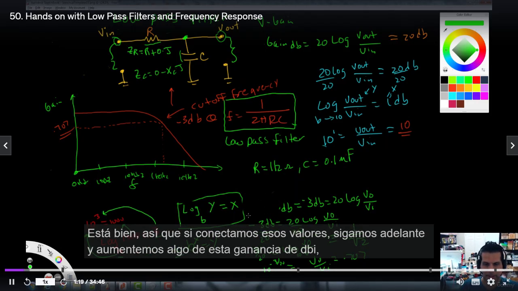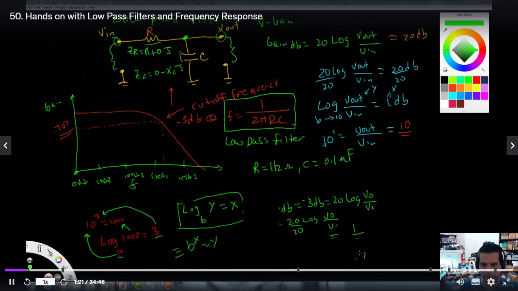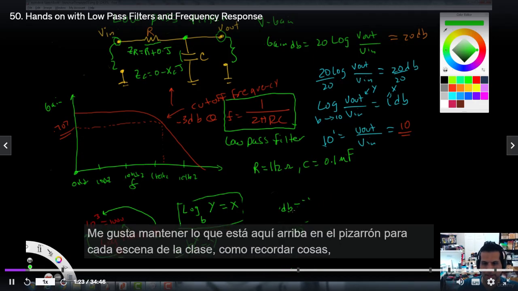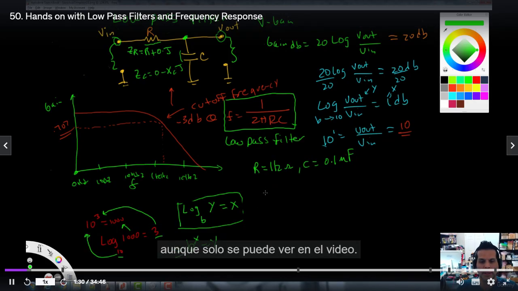All right, so if we plug those values in, let's go ahead and erase some of this dB gain stuff. We don't need this anymore. I like to keep what's up here on the blackboard for each lecture so you can kind of remember things, even though you can just look at it in the video.